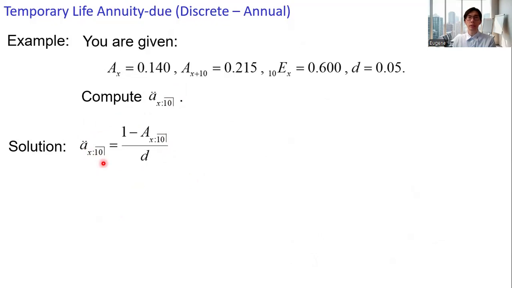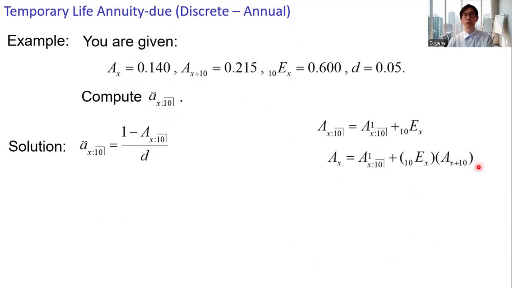So we need to get the actuarial present value for the 10-year endowment insurance, the big A, x colon angle 10. Make use of the relationship: the present value of the endowment insurance equals the 10-year term insurance plus the 10-year pure endowment. We have the 10-year pure endowment. We need to get the 10-year term insurance. We are given A_x, A_{x+10}, and the 10-year pure endowment, and we can make use of another relationship, this one, to get the present value of the 10-year term insurance.